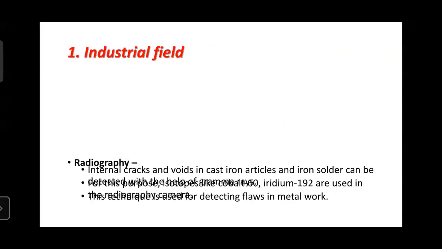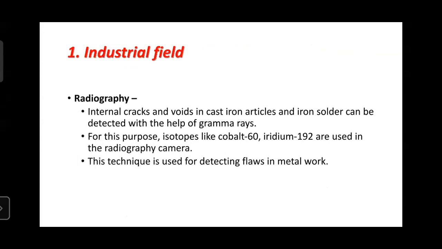First, we will see the industrial field. Radiography: internal cracks and voids in cast iron articles and iron solders can be detected with the help of gamma rays. For this purpose, isotopes like cobalt 60 and iridium 192 are used in a radiography camera. This technique is used for detecting flaws in metal work.